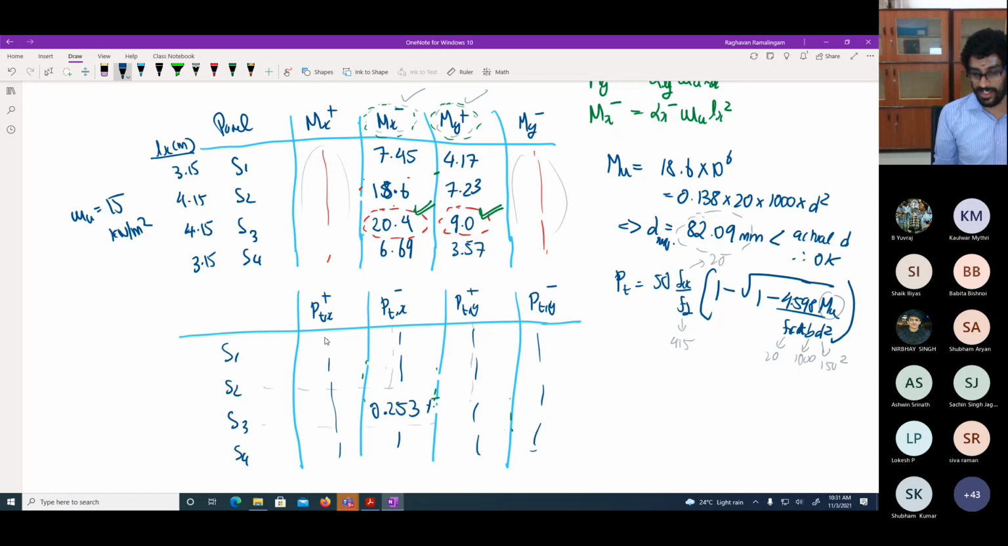Or if you want a more uniform arrangement of reinforcement, for the purpose of giving it to the contractor and for all practical convenience, you can say that this is the governing reinforcement for this particular direction, X negative direction, and similarly for PT X positive direction. Whichever is the governing one, probably it will be maybe S2, you will give for all the panels.